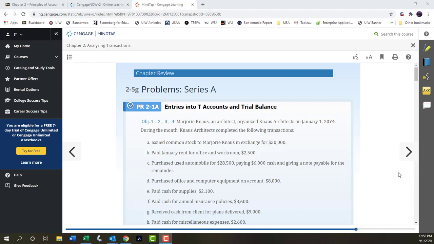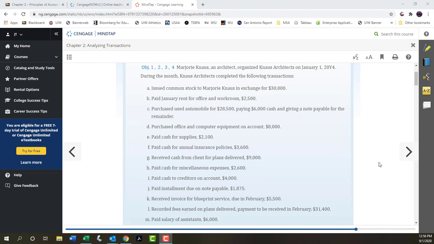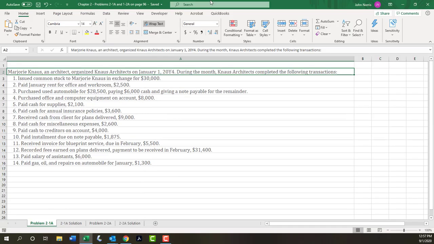Okay, we're going to finish up chapter 2 with a couple of problems out of the back of the chapter. So the first one is problem 2-1A. In here, Maria Canus, an architect, organized Canus Architects on January 1, 2014. During the month of January, she completed the following transactions.